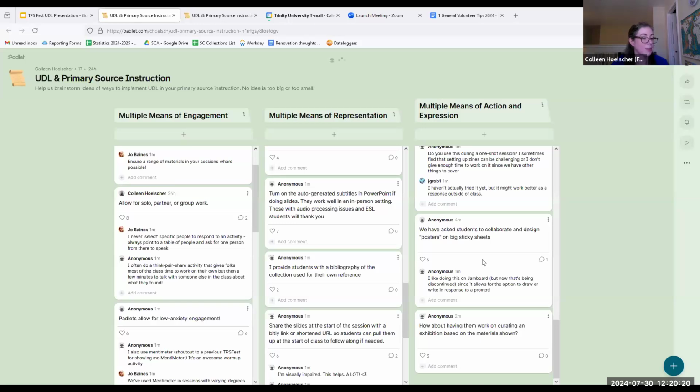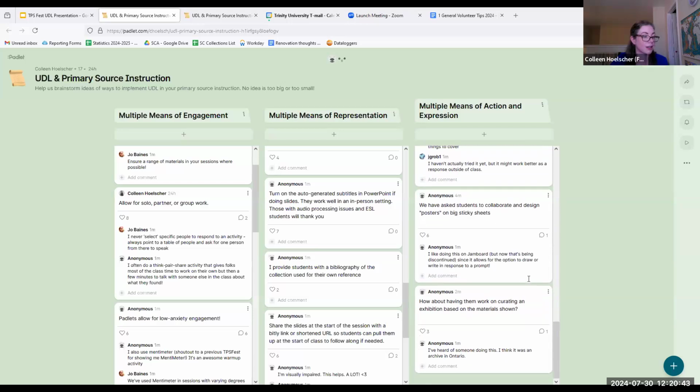And then another person suggested working on curating an exhibition based on the materials shown. I love that idea because there's so many different elements to exhibition curation. Like, you have the actual selection of materials, you have writing the captions. And so there's all different opportunities for students to engage with the different aspects of doing that work.